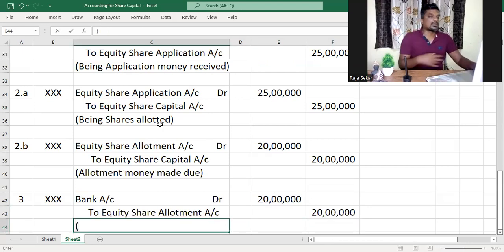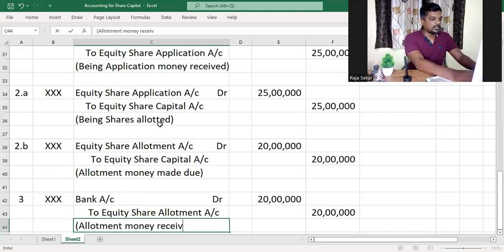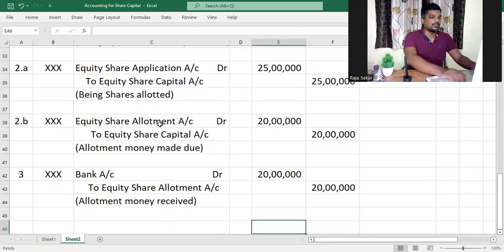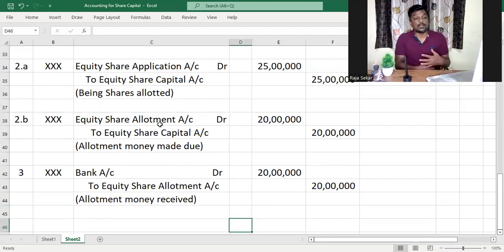And therefore bank account, an asset, is increasing, it's debited, and equity share allotment asset decreases, and when an asset decreases, according to the modern approach, you have to credit it, and therefore I credit it. Understood, my dear children? So allotment money received.